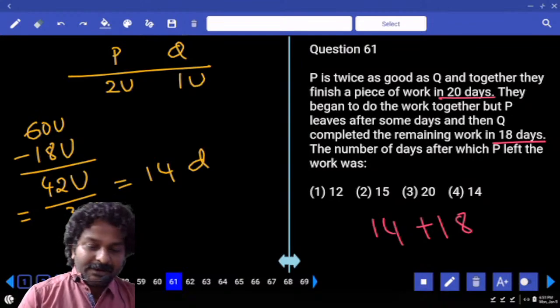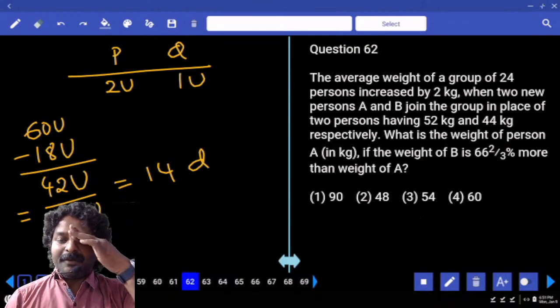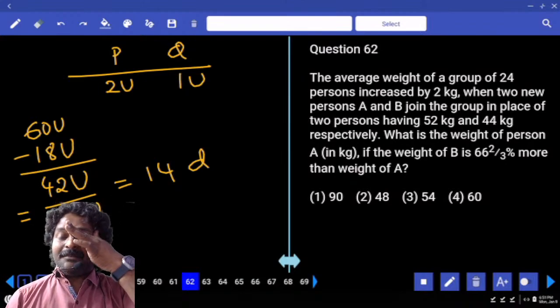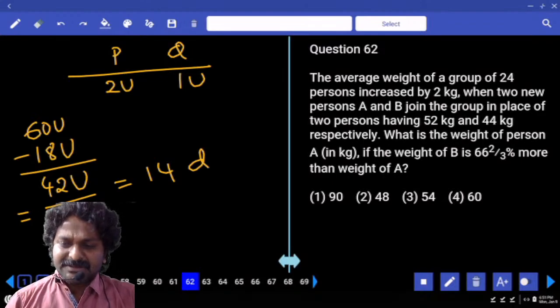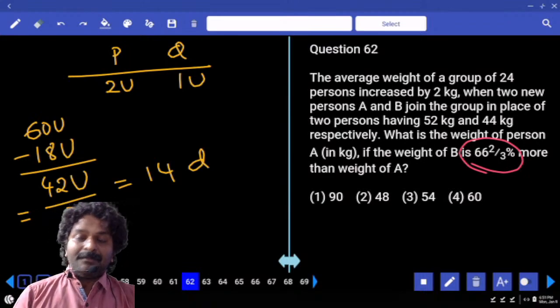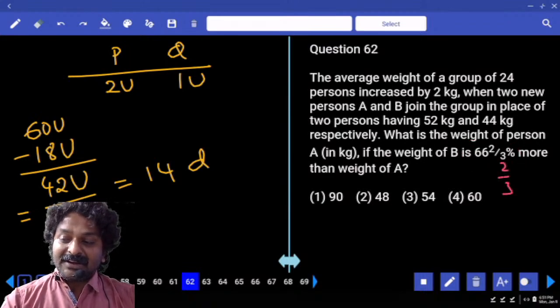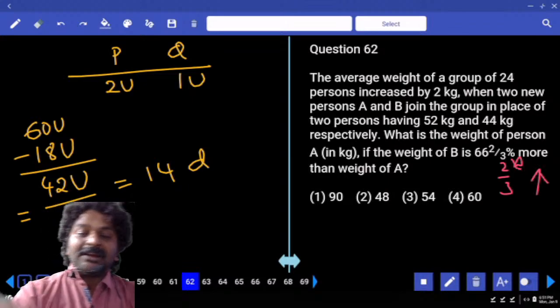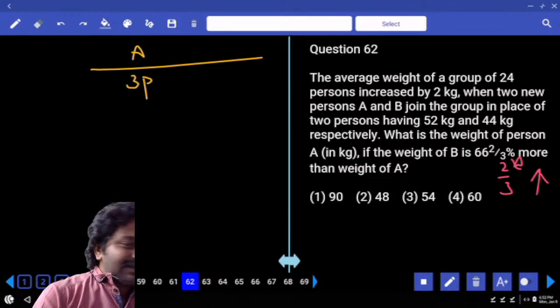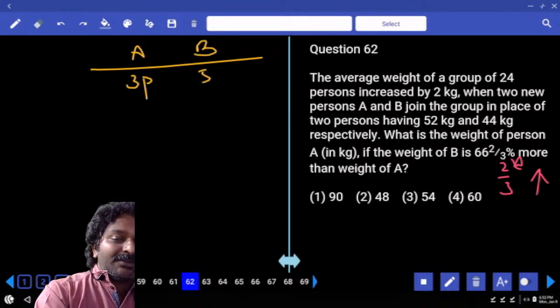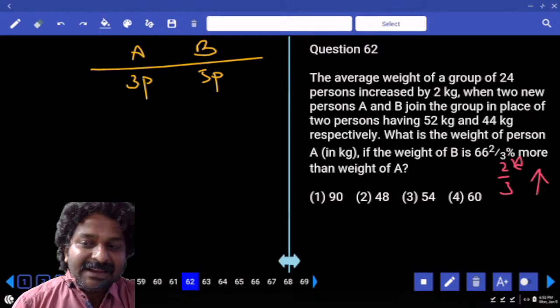Clear? Right. The average weight of a group of 24 persons increased by 2 kgs when 2 new persons A and B joined the group in place of 2 persons having 52 and 44 respectively. What is the weight of person A if weight of B is 66 2 by 3% more than weight of A? 66 2 by 3%, that is 2/3, right? 2/3 more. What is denominator? 3. Let's start. A is equal to 3 parts. Then B is equal to 2/3 more, which is 2 parts more, that means 5 parts. Agreed?